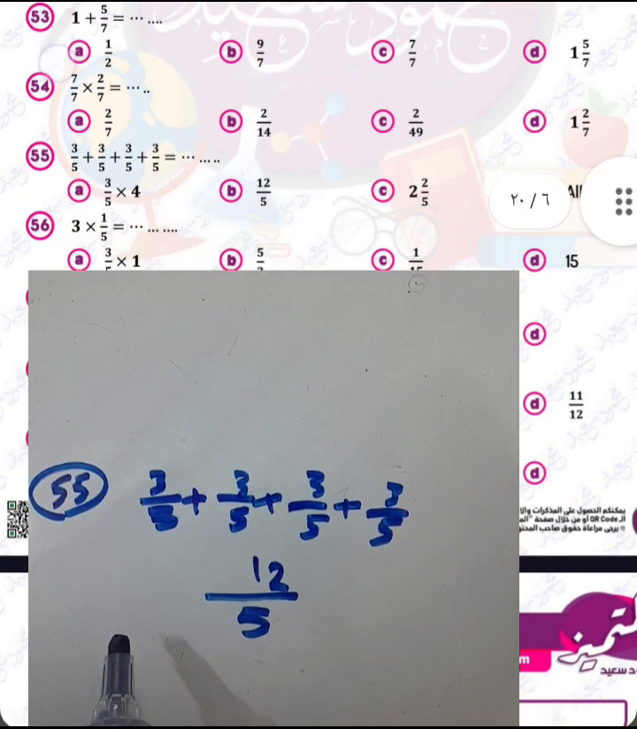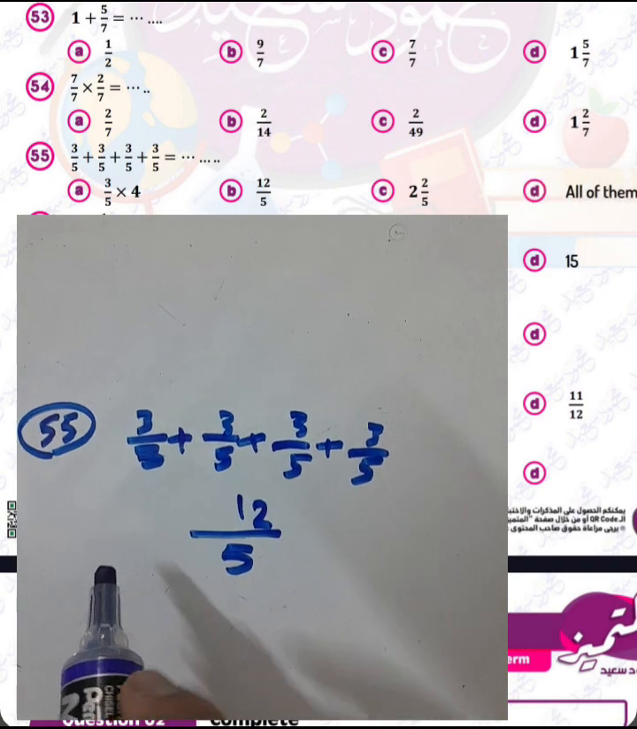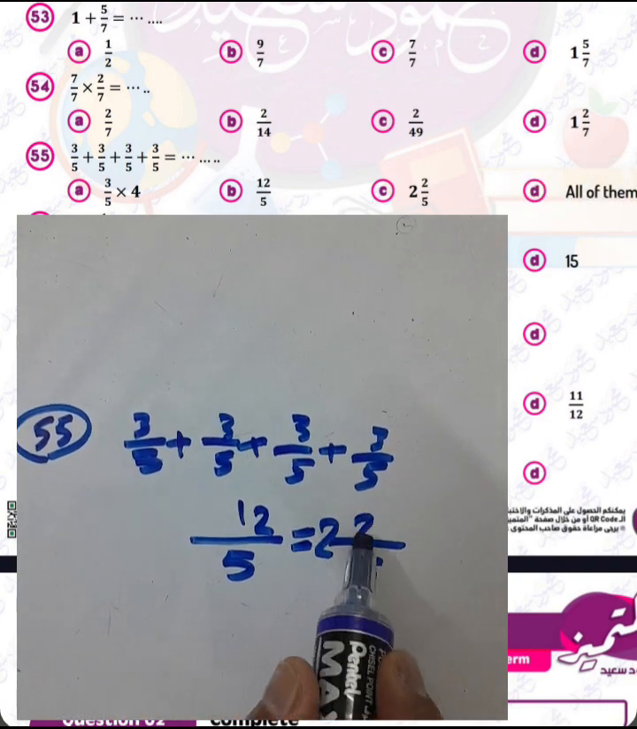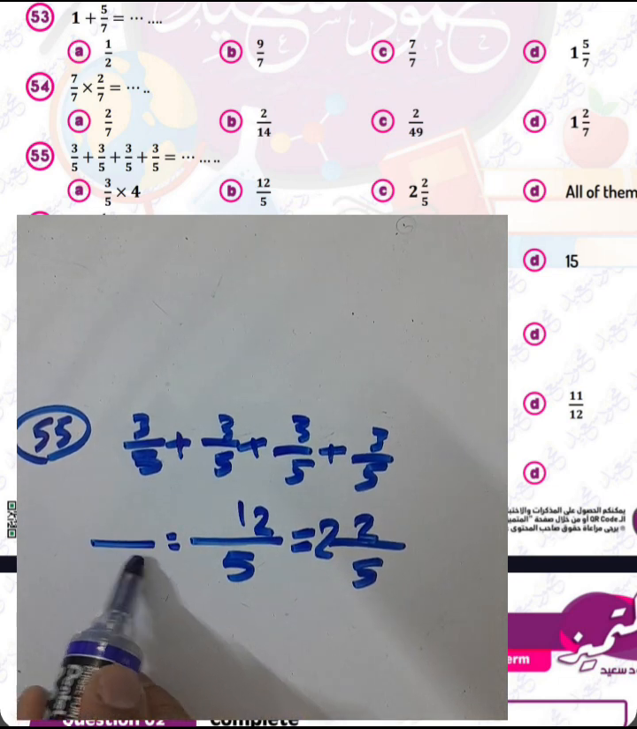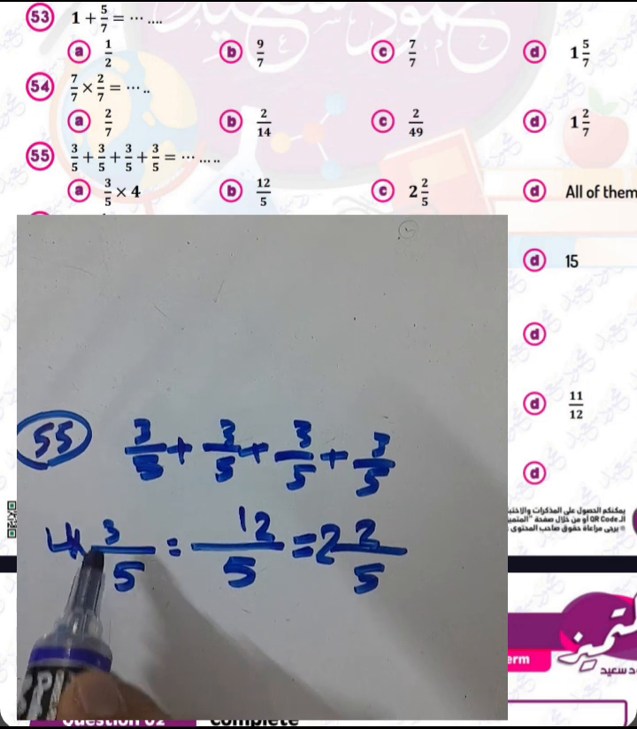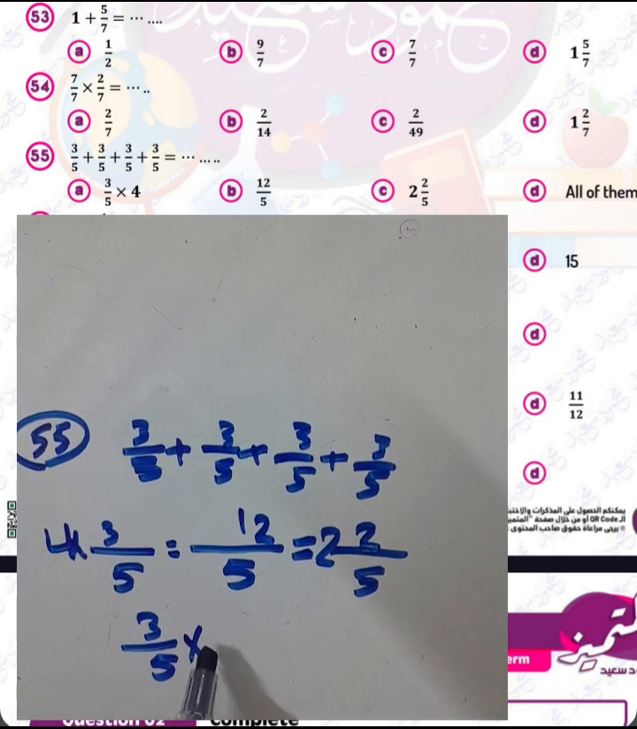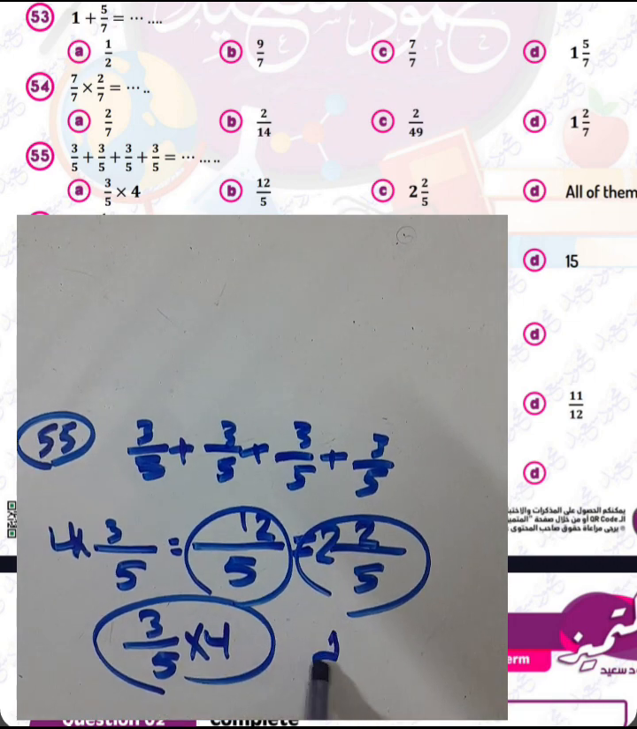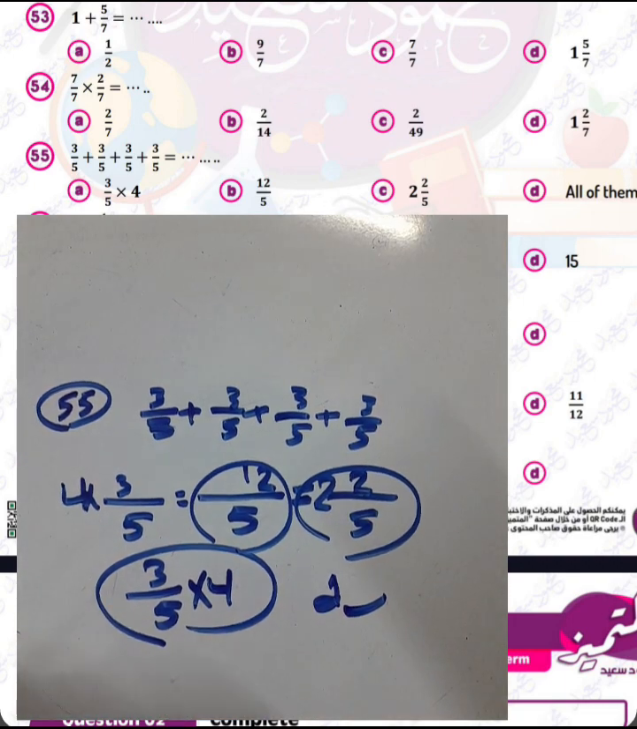12 over 5, you can write here as a mixed number. 2 times 5 equals 10, and the remainder 2. Or you can write 5 and write outside 4 product by 3 over 5. You can write 3 over 5 product by 4. We have 1, 2, 3, all of them. Choose letter D. All of them are 2.